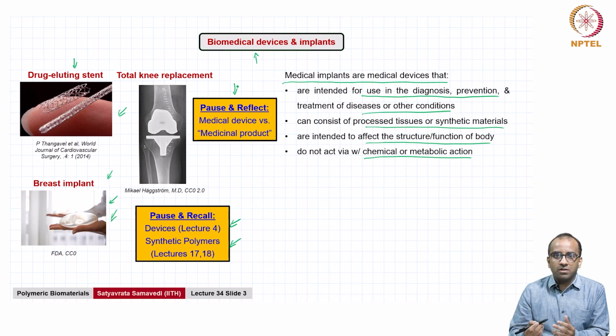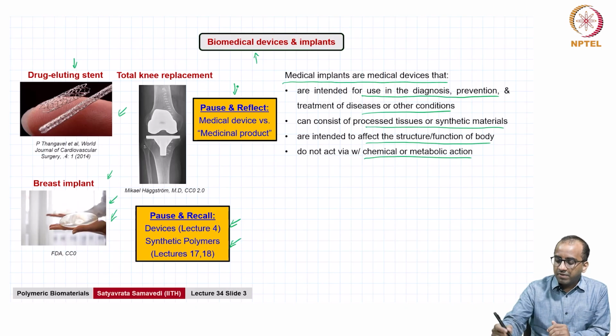Medicinal products is an umbrella term that includes drugs, biologics, immunotherapies, all of these things. Those are also important, but they are not part of the medical device category that we are talking about here. Because the key difference is that a medical device, as per this definition, is primarily going to serve a physical or a mechanical function, largely intended to affect the structure and function of the body.